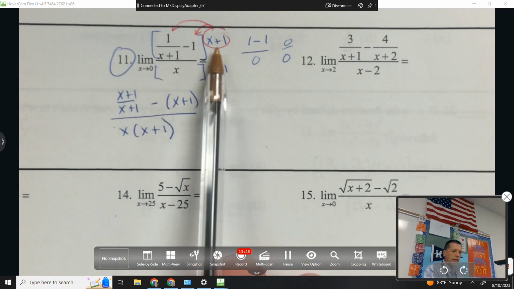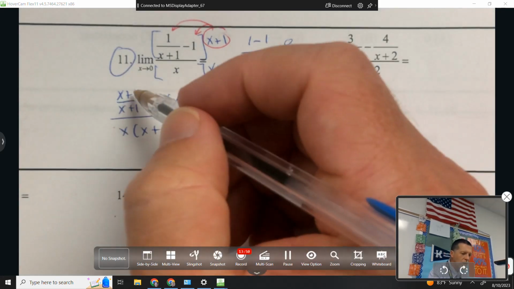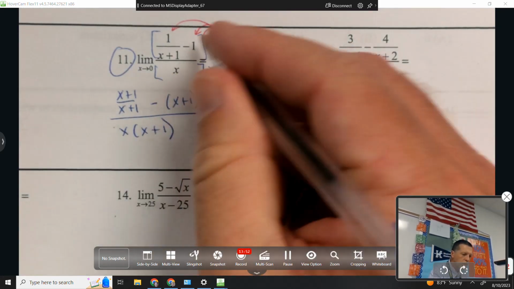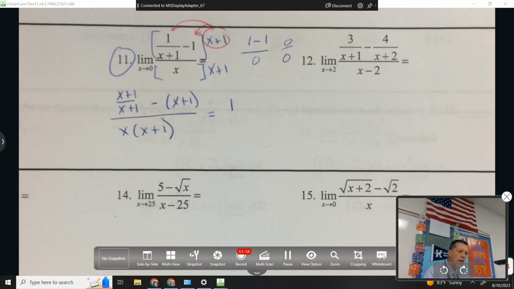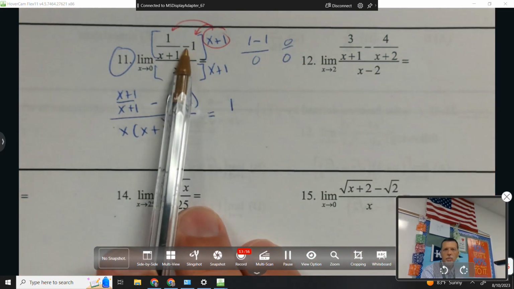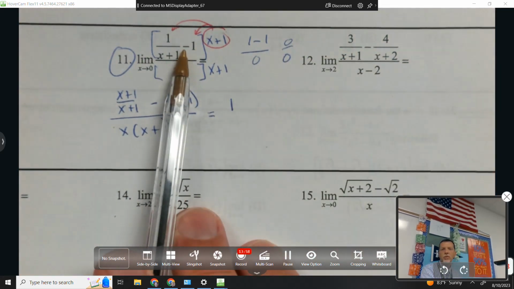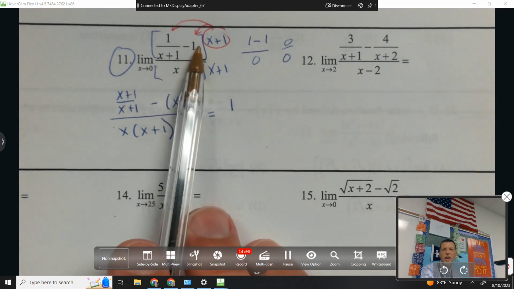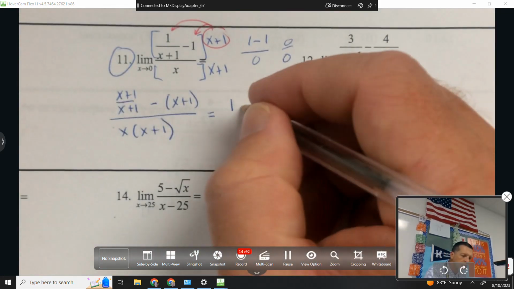So on that first one, the x plus 1's cancel. So x plus 1 over x plus 1 makes 1. Careful with the minus sign. That's maybe one of the reasons I picked this one, is to make sure that minus sign goes to the x and to the 1. So minus x minus 1.